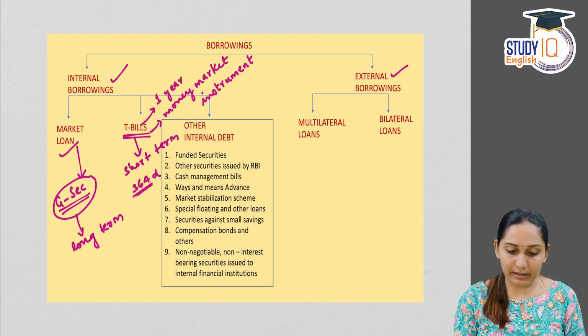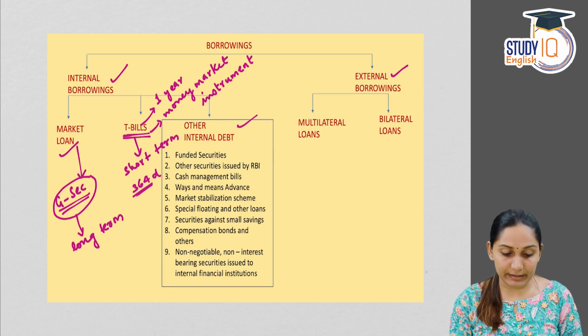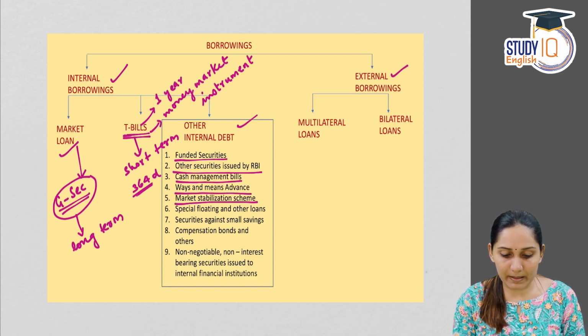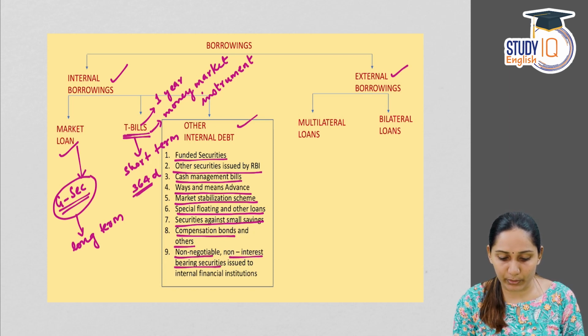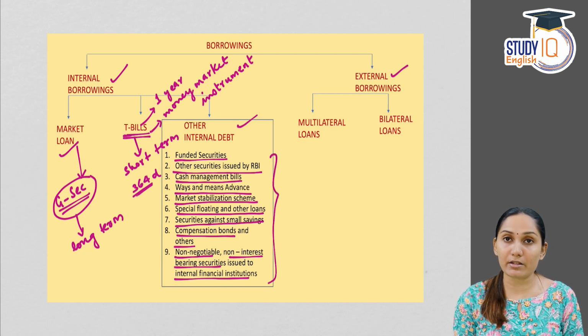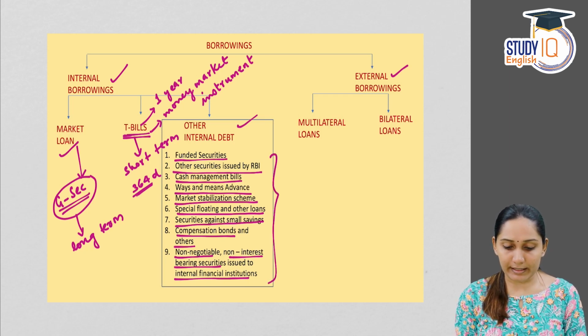Now coming to other internal debt. There are other forms of internal debt like funded security, other securities issued by RBI, cash management bills, ways and means advances, market stabilization scheme, special floating and other loans, securities against small savings, compensation bonds and others, non-negotiable, non-interest bearing securities issued to internal financial institutions, etc. So these are all different kinds of other internal debt.